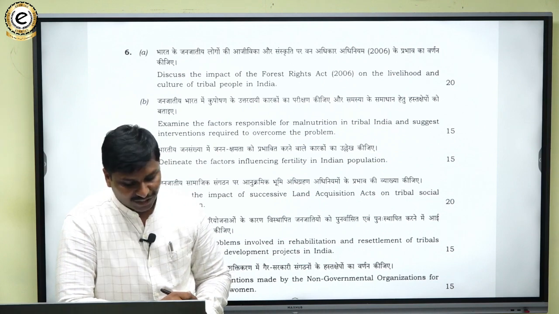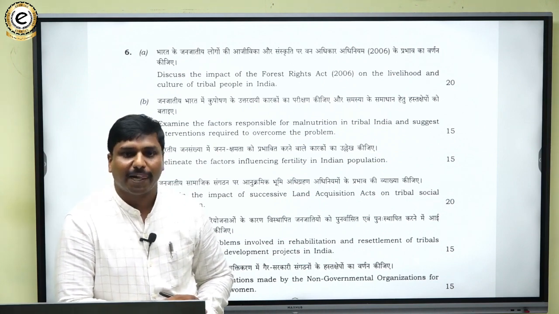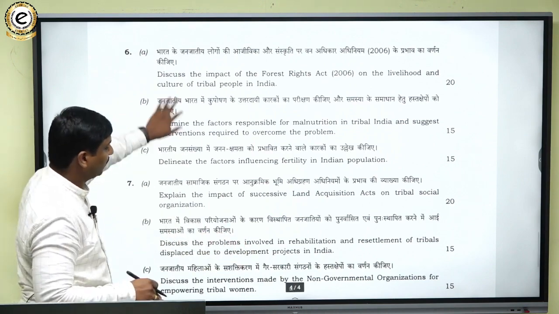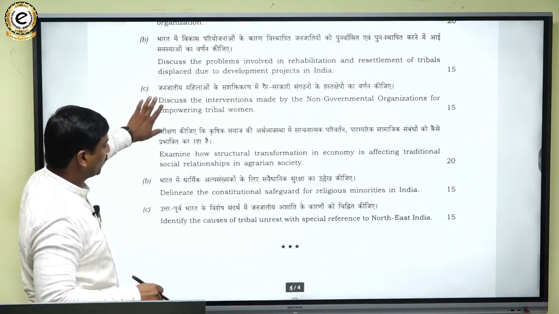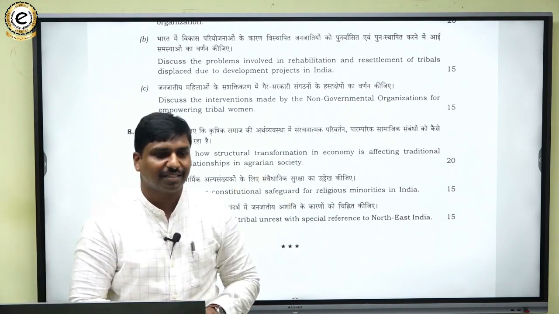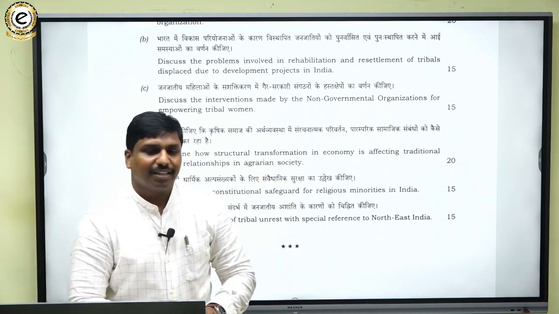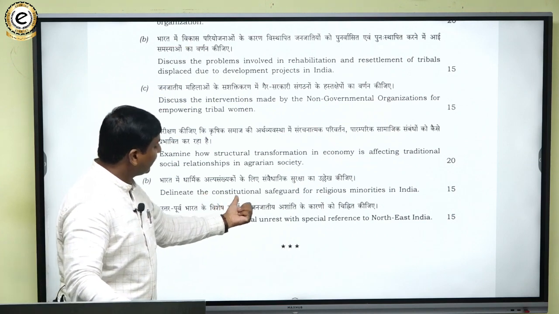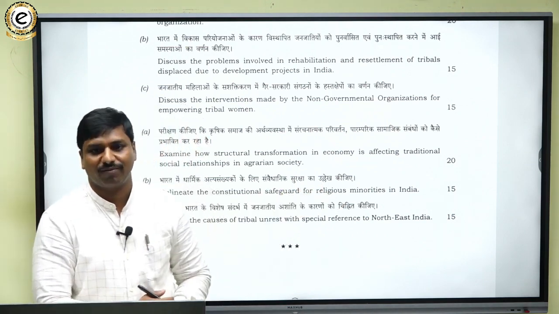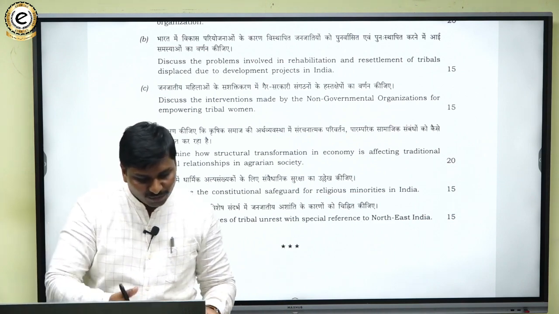In such a way questions would be like that. This is one inherent advantage of the anthropology optional. In any other optional you won't get such an advantage. So look at this question: delineate the constitutional safeguards of religious minorities in India. Constitutional safeguards, simply. The questions would be the same.